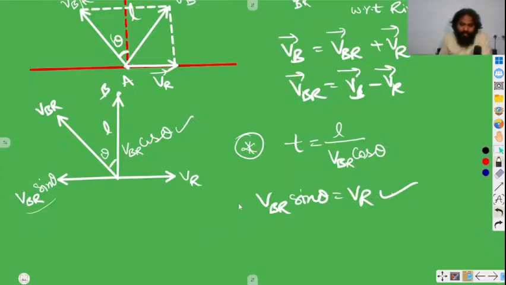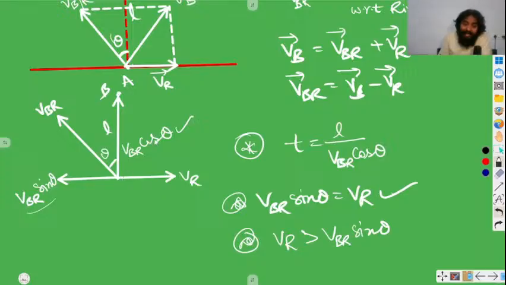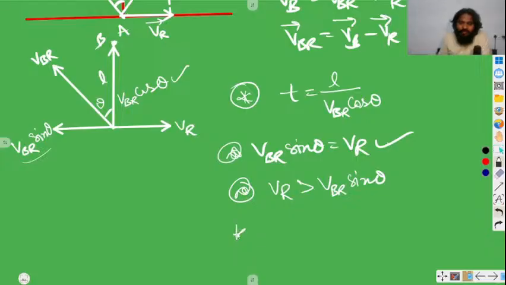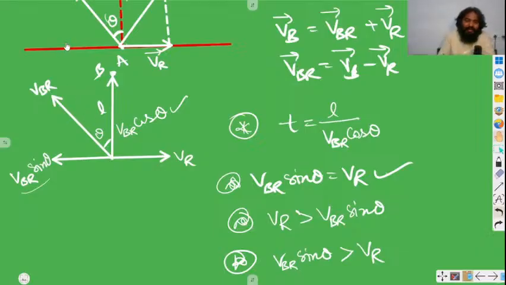And one more important point is the third one. If VR is greater than VBR sin theta, then what happens? You will drift in this direction. If there is a directly opposite point, from there you will drift like this and come here, because VR is greater than your one component, so that is where you will reach. And the next one, you can already guess. If VBR sin theta is greater than the river velocity, then you will reach the left side, from here to this side. So these are the conditions you apply according to the question.